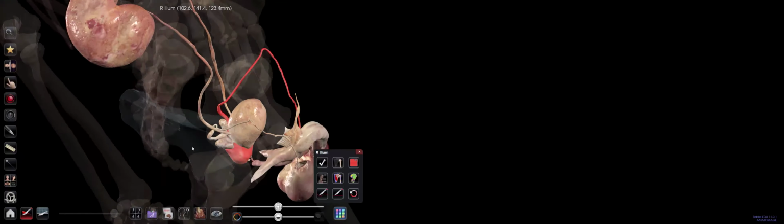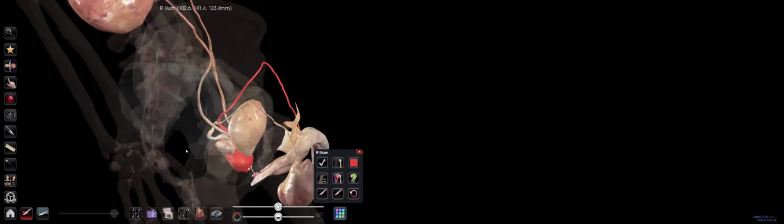So there's a prostate. We're going to highlight that. We'll change the color, we'll make it red too. So there's a prostate gland. All right, and that is our activity.